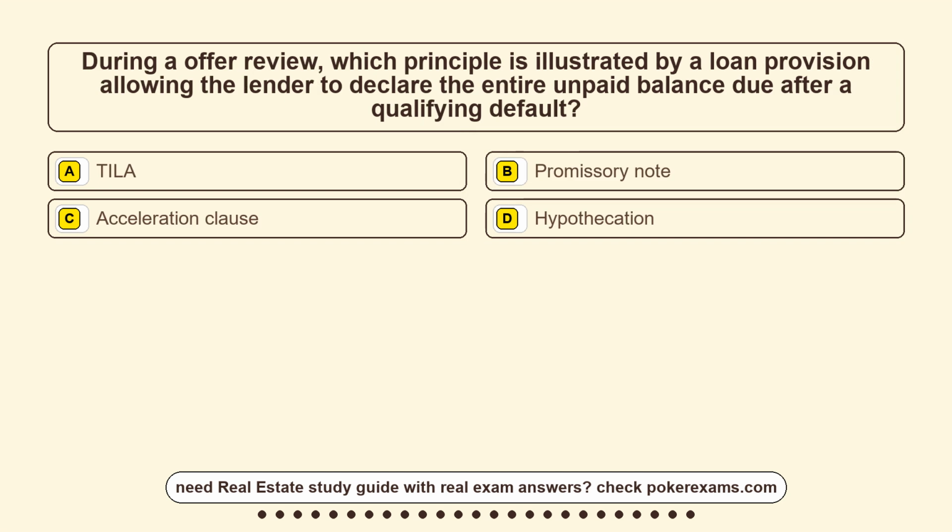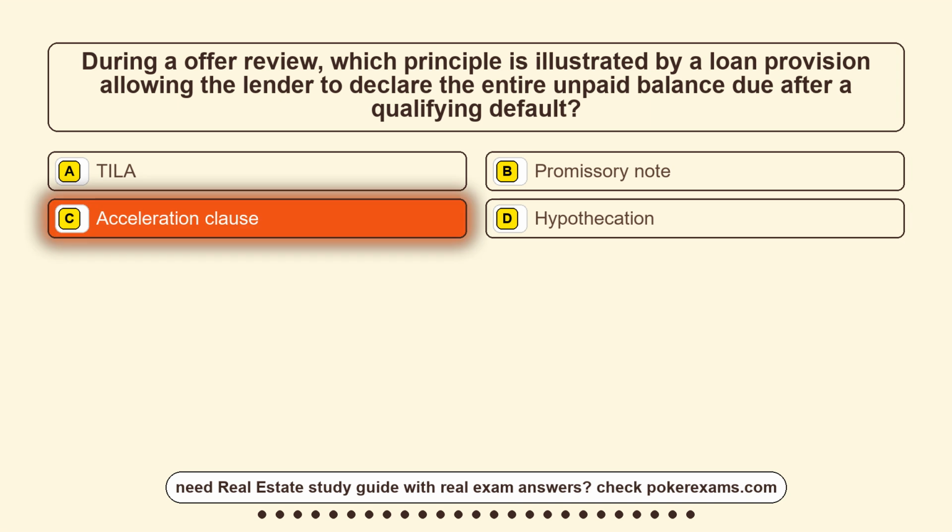Question 13. During an offer review, which principle is illustrated by a loan provision allowing the lender to declare the entire unpaid balance due after a qualifying default? Option A, TILA. Option B, promissory note. Option C, acceleration clause. Option D, hypothecation. The correct answer is option C, acceleration clause.